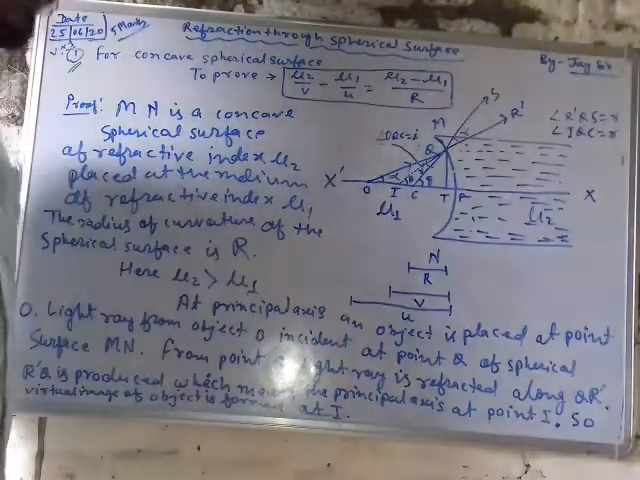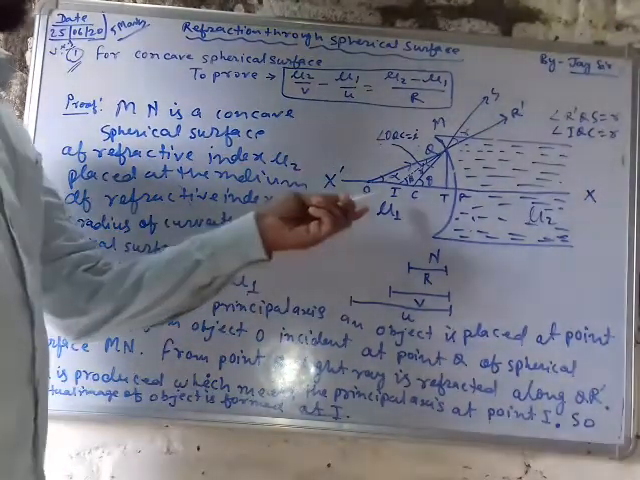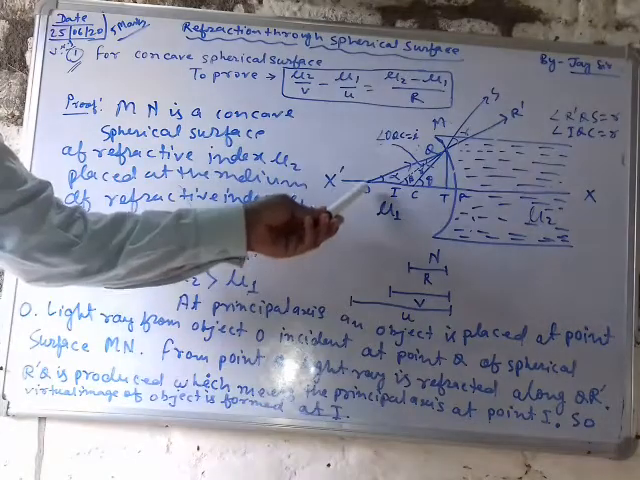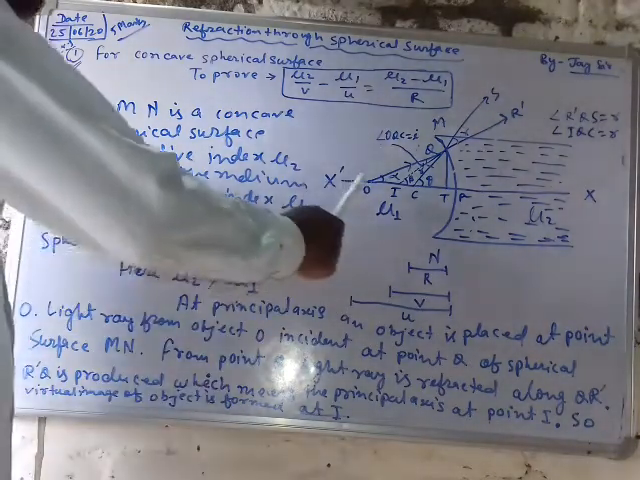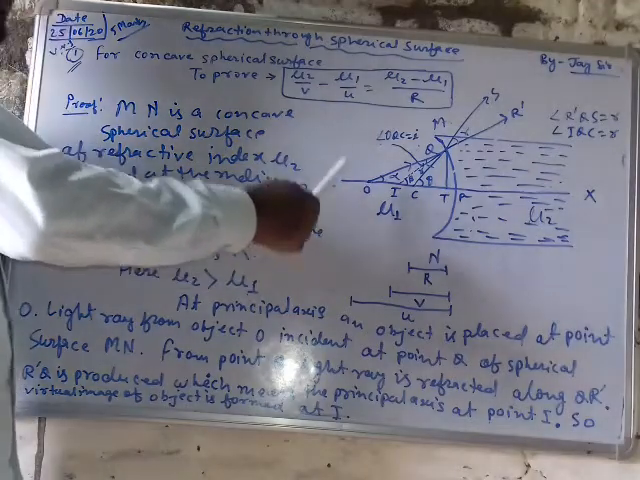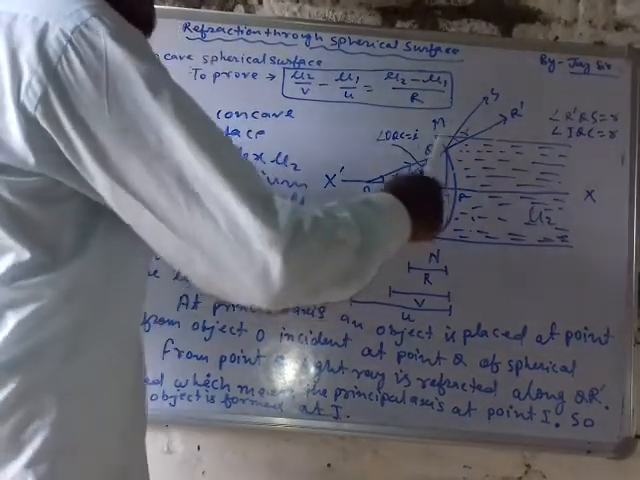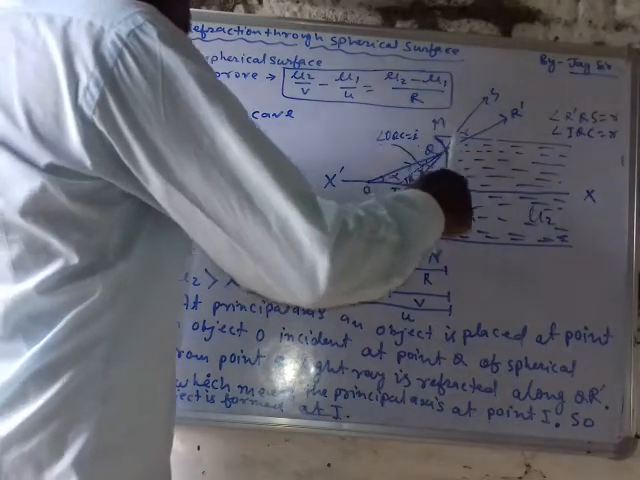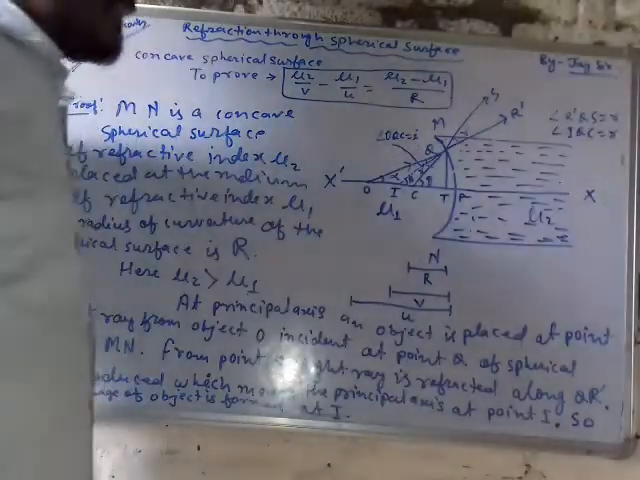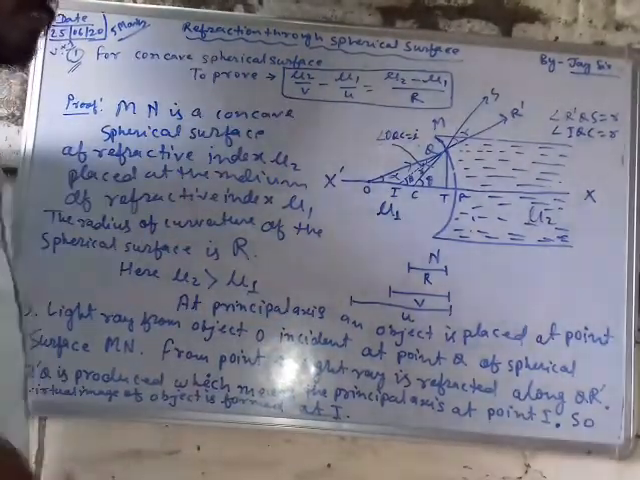Okay friends, here an object O is placed at point O, and light rays coming from object O are incident at point Q, and from point Q the light ray is refracted along Q r dash.